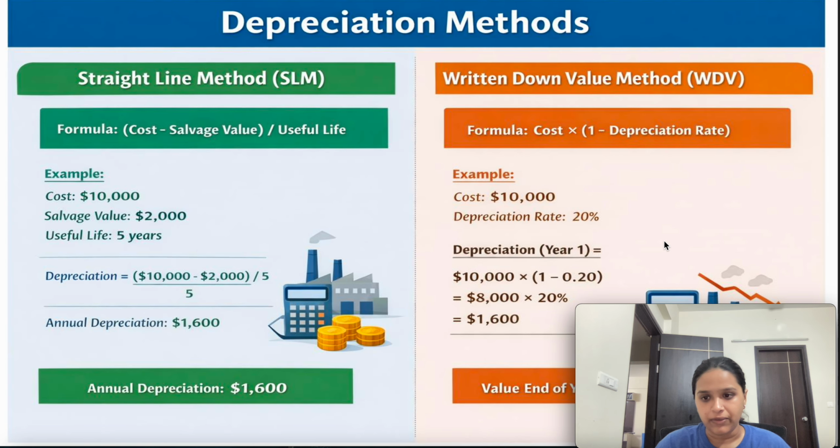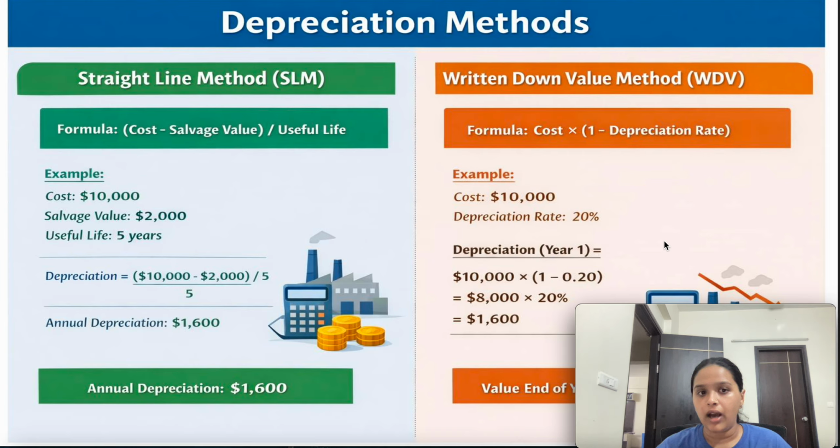So we have two types of method. First is the straight line method and second is the declining method, which is usually known as the written down value method. Under the straight line method we will expense the depreciation cost equally over the useful life. It means in the financial statements every year we will record an equal amount of depreciation if we are following the straight line method.